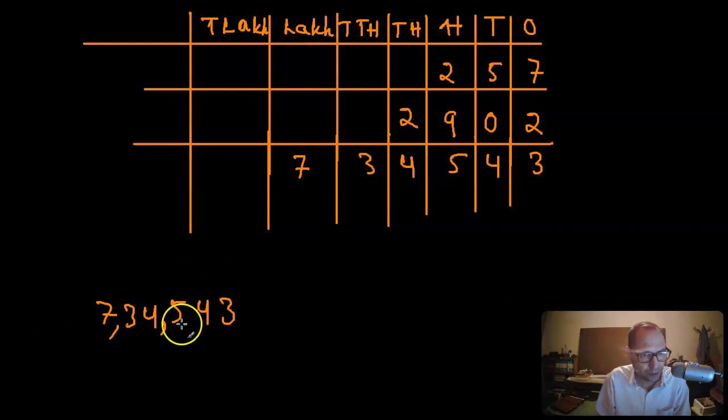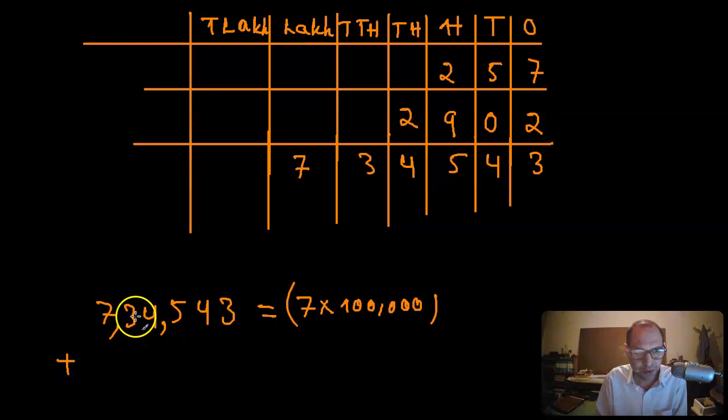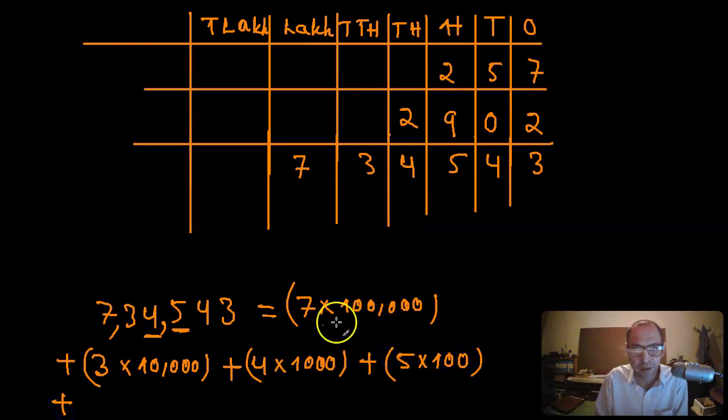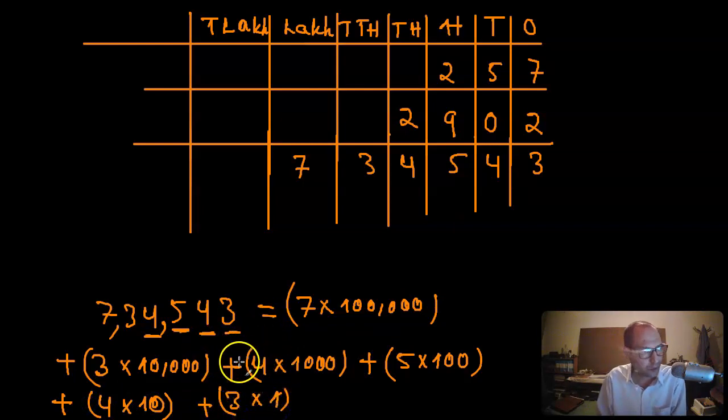And then you can expand this number very easily using the table. So you have 734,543. So that would be essentially 7 times a lakh, which is 100,000. 7 times 100,000. Plus 3, which is in the 10,000s place value, so that's 3 times 10,000. And then 4 in the 1,000s place value, which is 4 times 1,000, plus 5, which is in the 100s place value, so 5 times 100, plus 4, which is in the 10s place value, 4 times 10, and 3, which is in the 1s place value, so 3 times 1. That way you can expand the number.